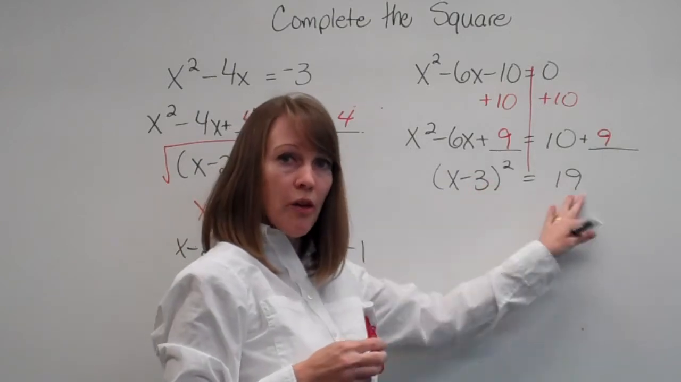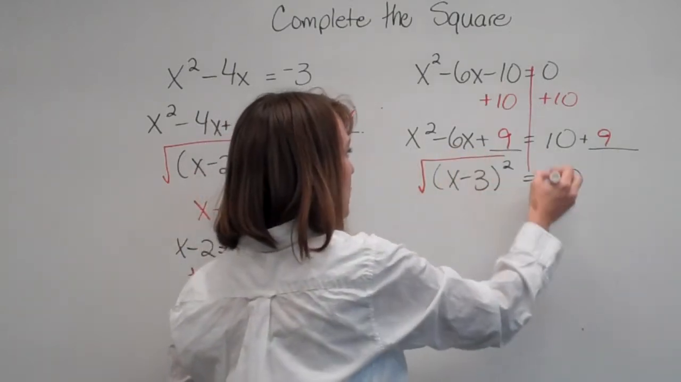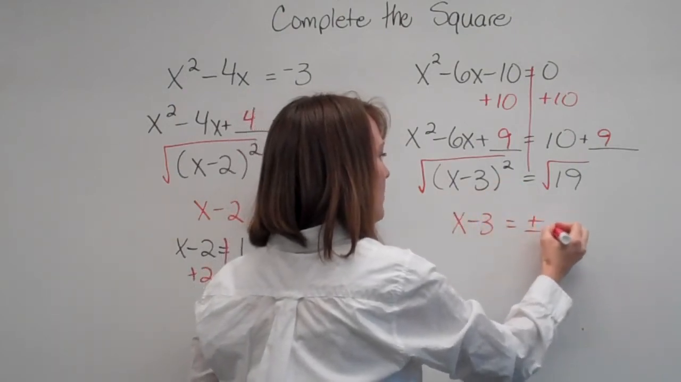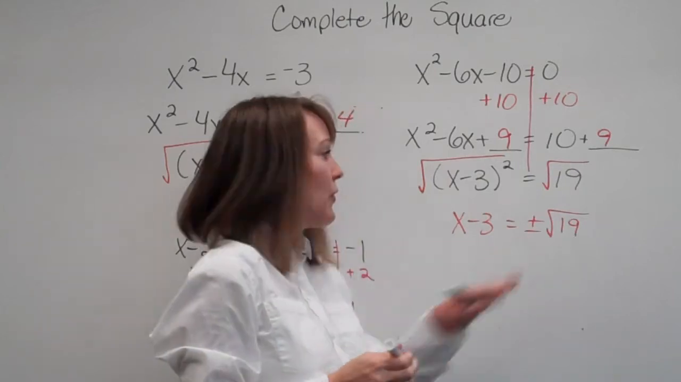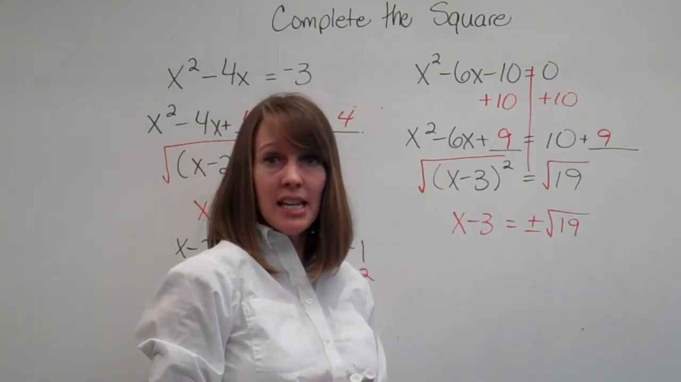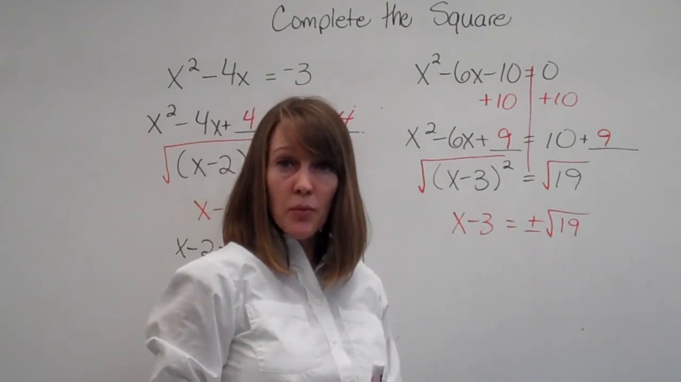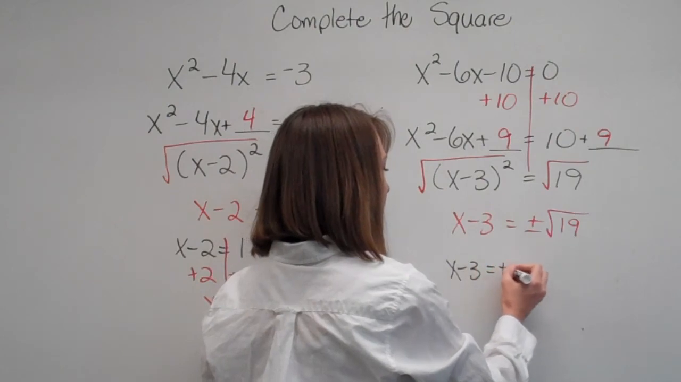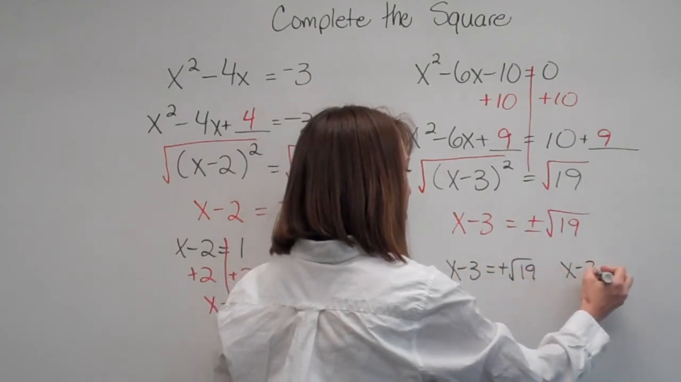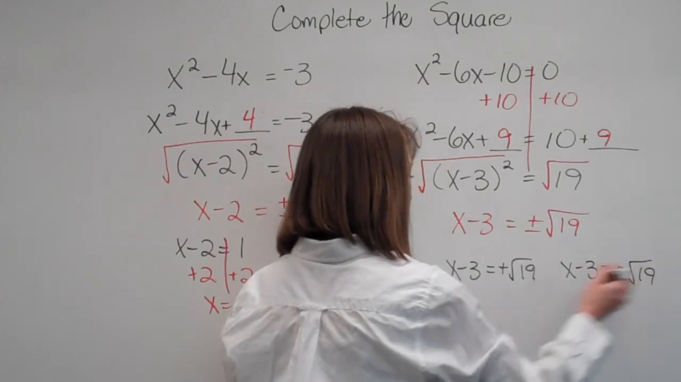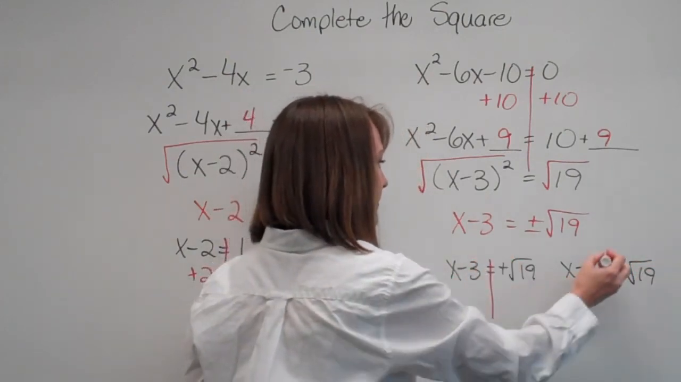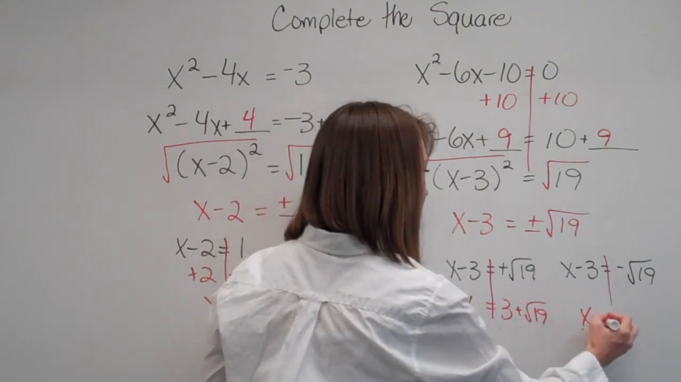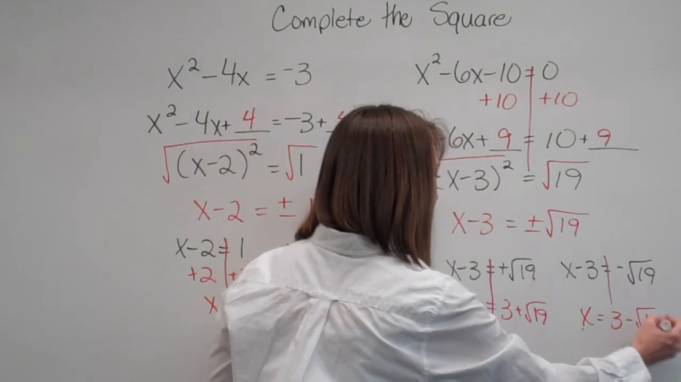All right, I can take the square root of both sides to solve this and get rid of my squared. Squared and a square root cancels out. I'm left with x minus 3 is equal to positive or negative square root of 19. If we had a calculator, we could plug that in and get a fabulous decimal, but remember, we're going to write it in radical form since we don't have a calculator. So we're going to have x minus 3 is equal to positive square root of 19. x minus 3 is equal to negative square root of 19. And when we solve that, we'll have x is equal to 3 plus the square root of 19, or x is equal to 3 minus the square root of 19.